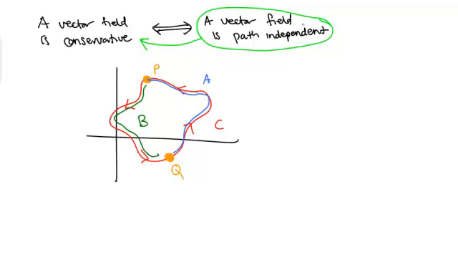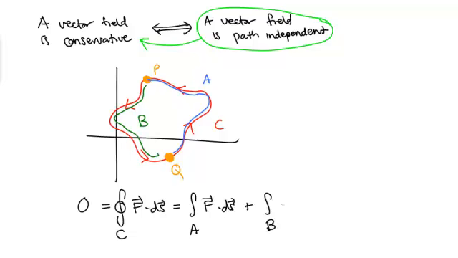To prove that it's conservative, I'd like to show that the line integral over C, which is a closed line integral, is equal to 0. But by our properties of line integrals, the line integral over C is just going to be the line integral over A plus the line integral over B, because I chopped C up into two smaller pieces.